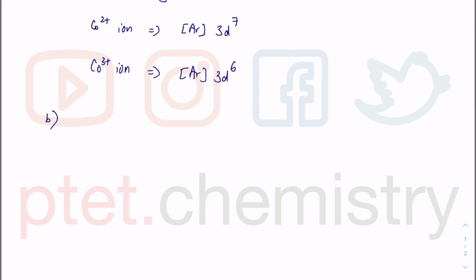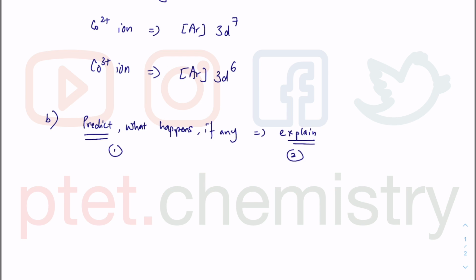Part B, so this is a redox question. It says use the data in the question to predict what happens. So it's a prediction: what happens, if any. They're not saying that a reaction would definitely happen, which is why they ask you to predict if there's any reaction happening, and you've got to explain why. So there are 2 bits to it. Is there a reaction? What would you see? And then why is it feasible? Why is it not feasible?